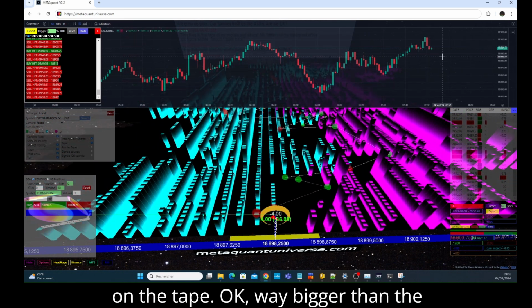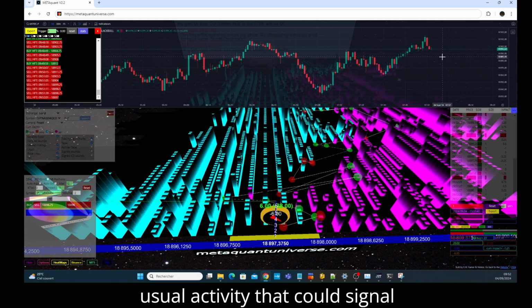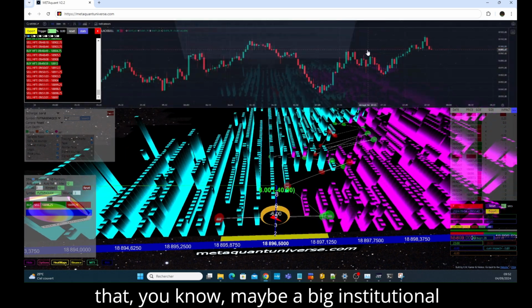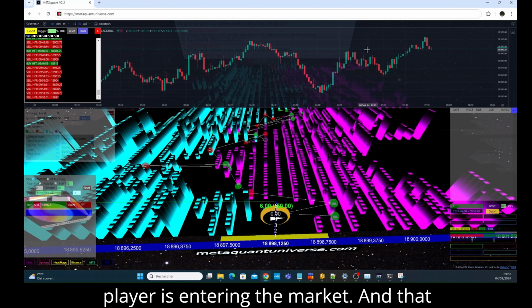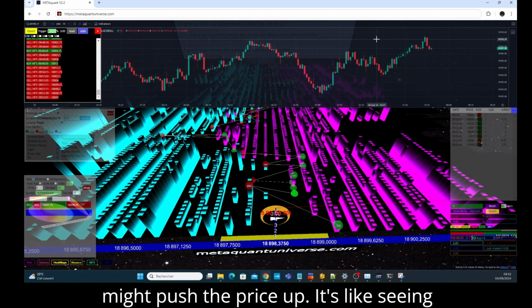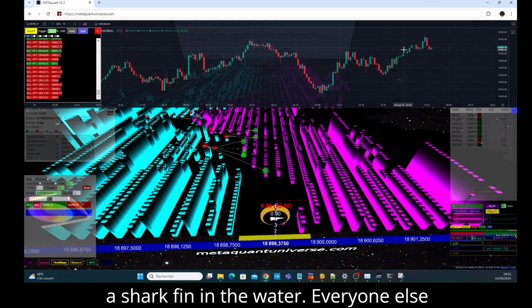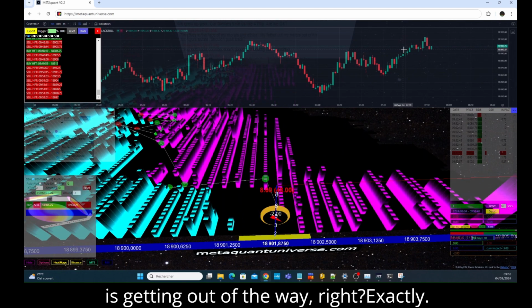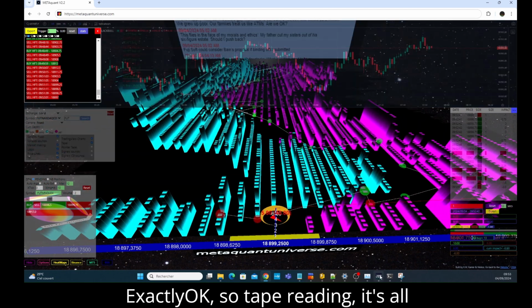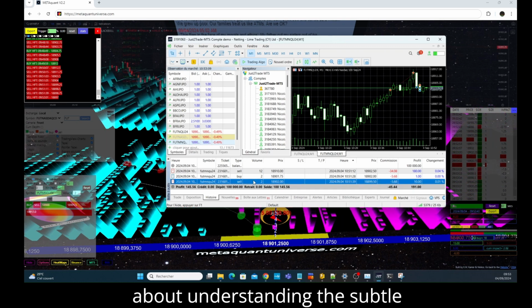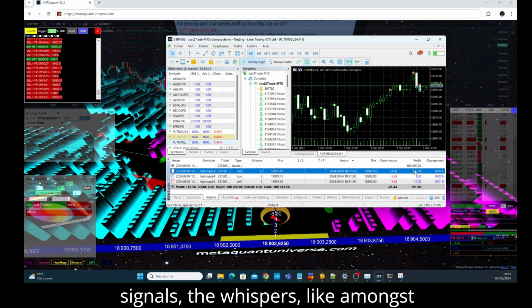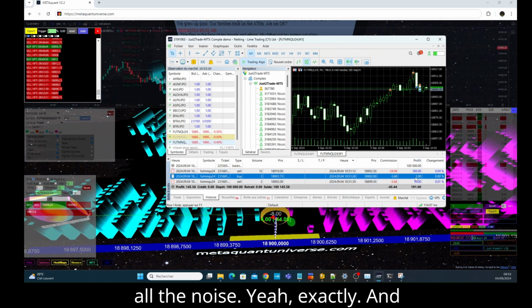Okay. Way bigger than the usual activity. That could signal that maybe a big institutional player is entering the market, and that might push the price up. It's like seeing a shark fin in the water. Everyone else is getting out of the way. Right, exactly. So tape reading is all about understanding the subtle signals, the whispers amongst all the noise.